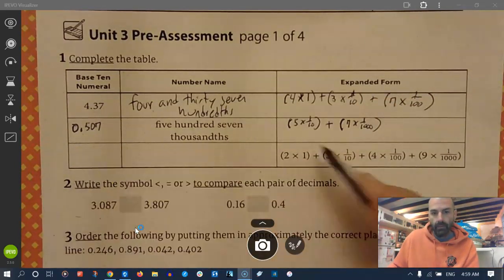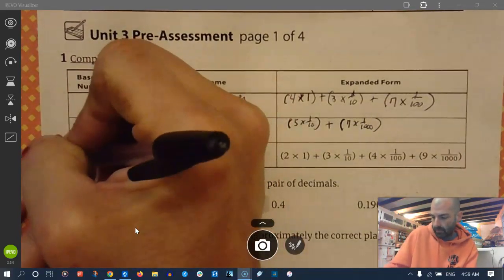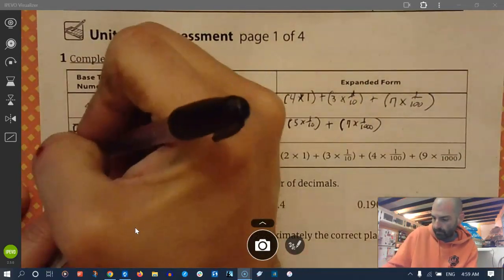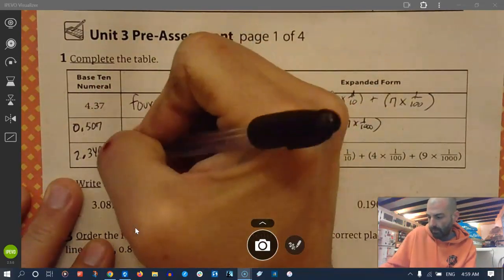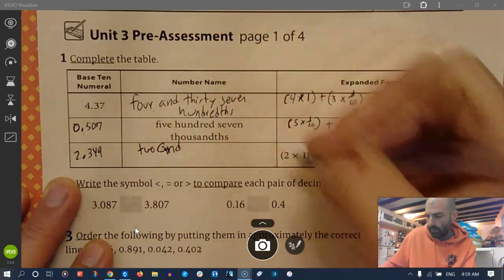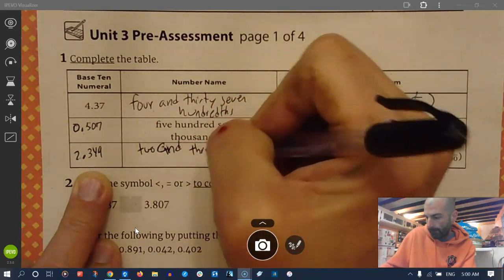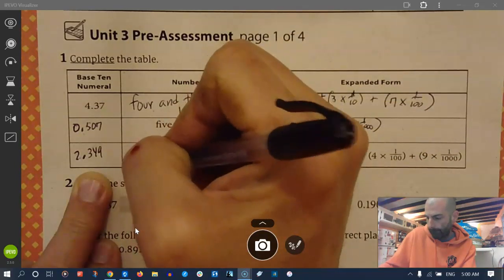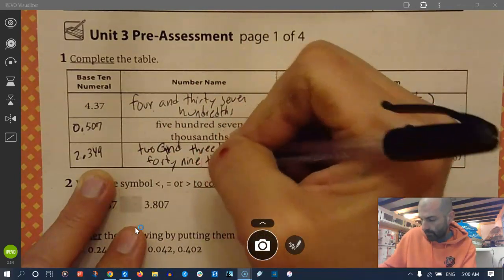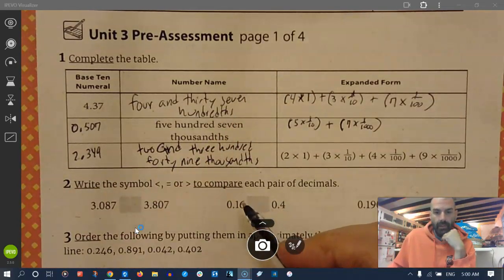All right, here's the third one, it gives us the expanded form. So we have 2 in the ones column. The 3 is in the tenths, so I need my decimal point. So we have 3, 4, 9. And that whole number is 2. And then I read that number, 349. And then that 9 is in the thousandths. So that whole thing is 2 and 349 thousandths.